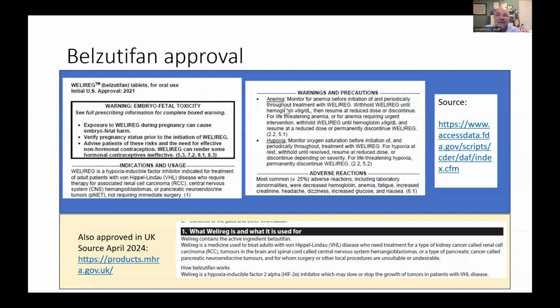Interesting also the adverse events. Under the warnings and precautions, you see anemia. How can that be? Well, remember, EPO, erythropoietin, is made in response to HIF2 alpha. If you inhibit HIF2 alpha, you may not have enough erythropoietin, and then you don't have enough red blood cells, and that is called anemia.